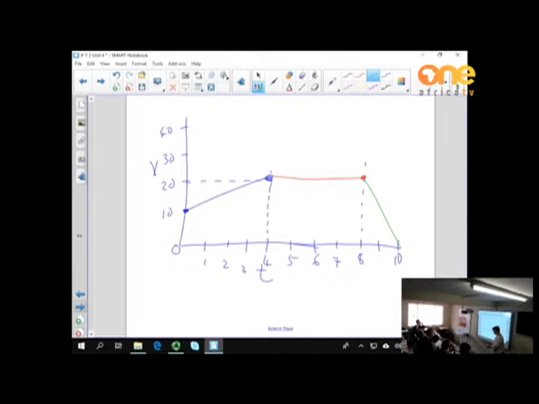Yeah, but it's going down. No, because it's constant deceleration. Only the deceleration changes is the curve.